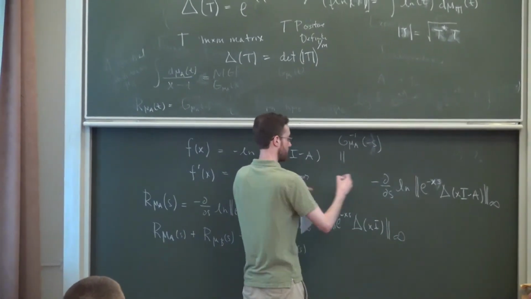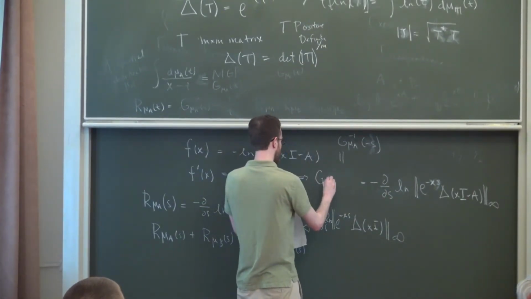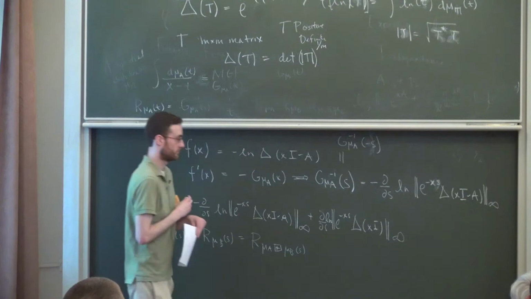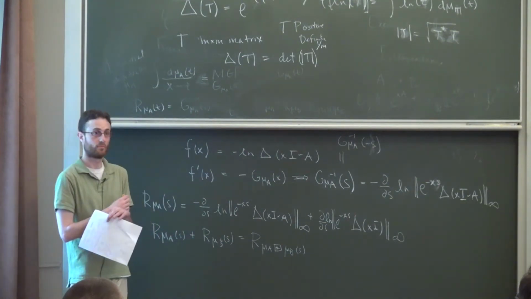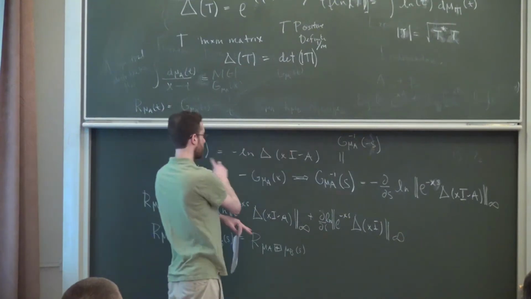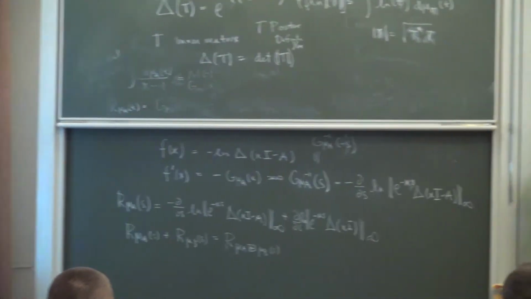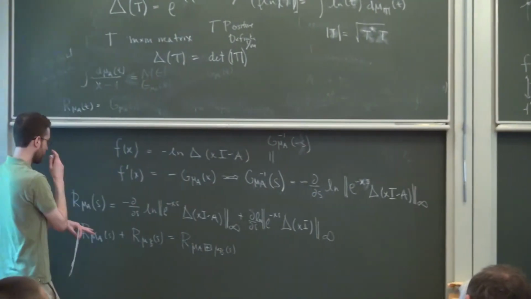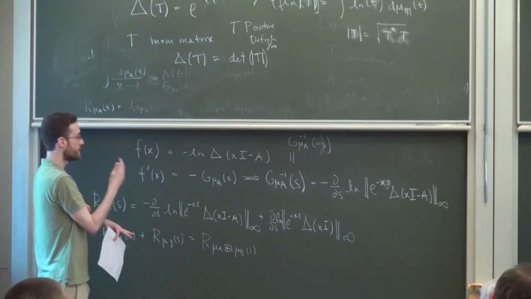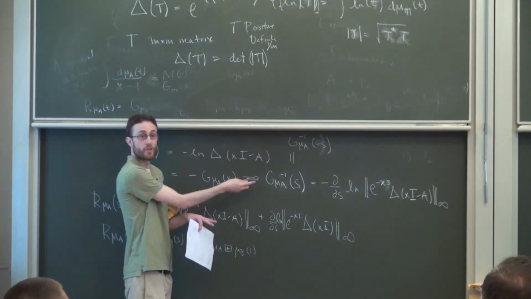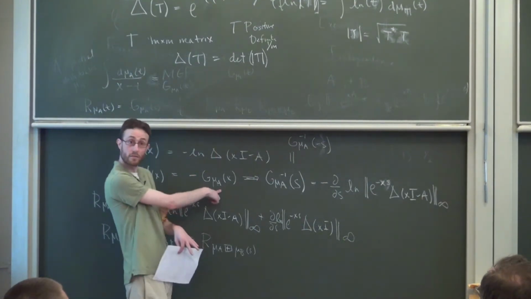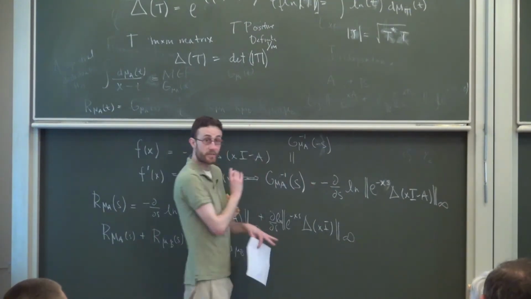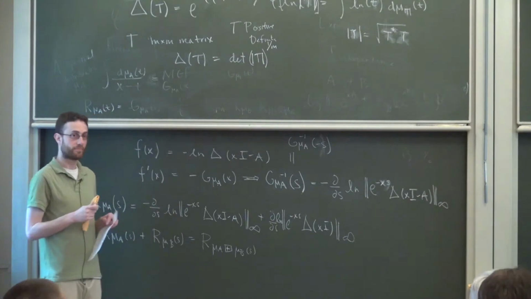So this actually is G mu A inverse of S. The way I got that is by using this essentially to get my F star, and then by taking the derivative of F star, I get F star prime. F star prime is the inverse of the derivative of F, and the derivative of F is this. So when I take the inverse, I get something that's a function of minus S. And then when I make a change of variables, it becomes this.